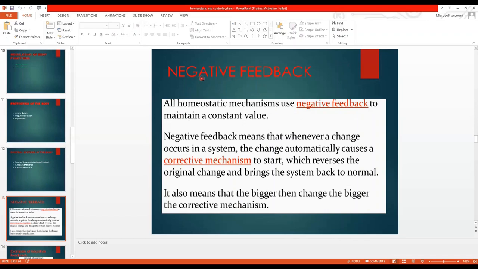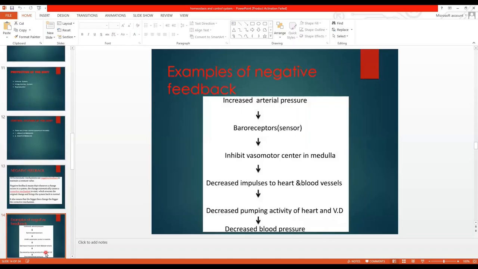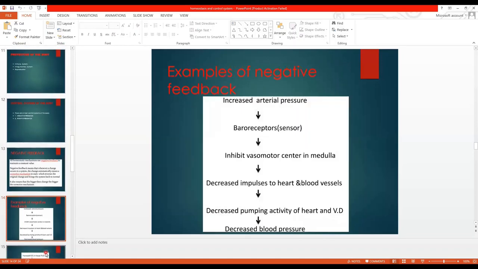But there are also some conditions in which positive feedback comes into play. Now I will tell you how, through an example, so that you can memorize it.